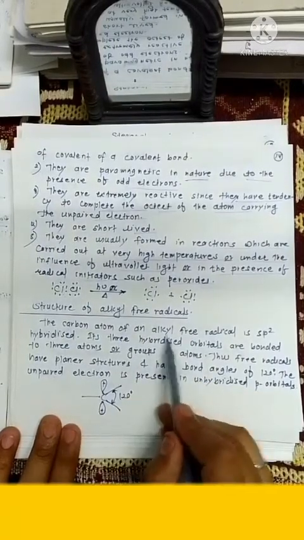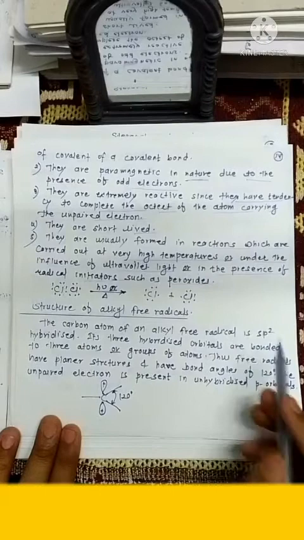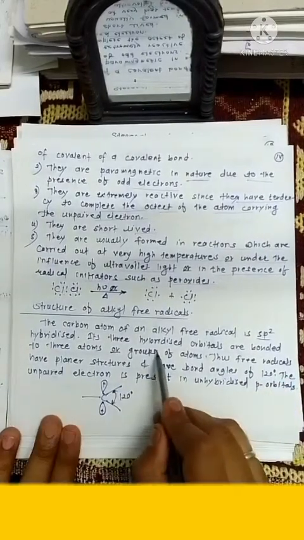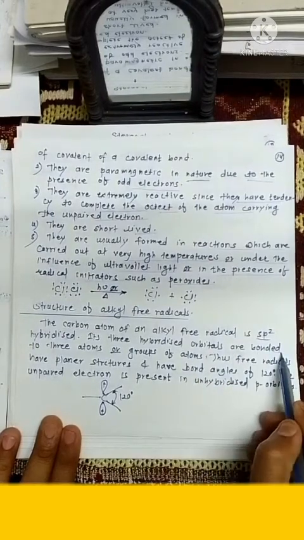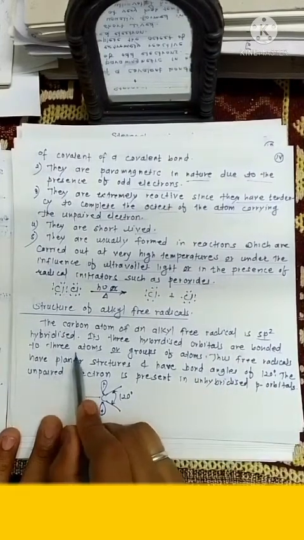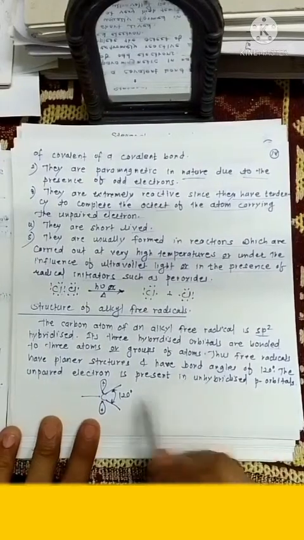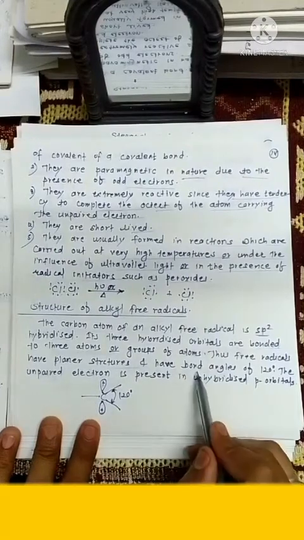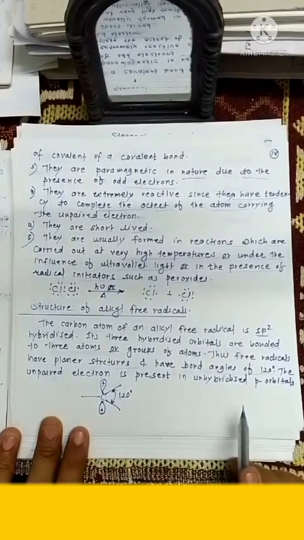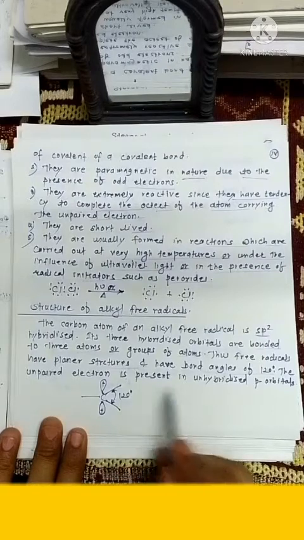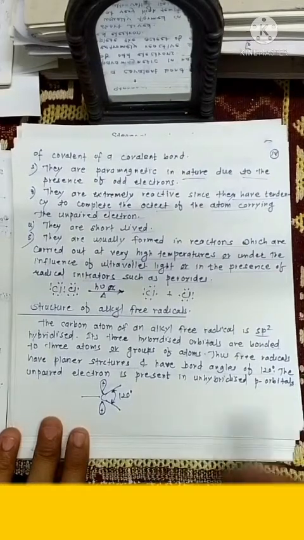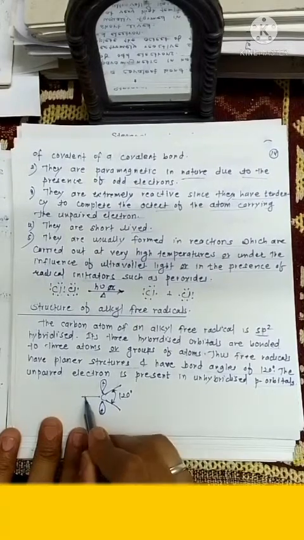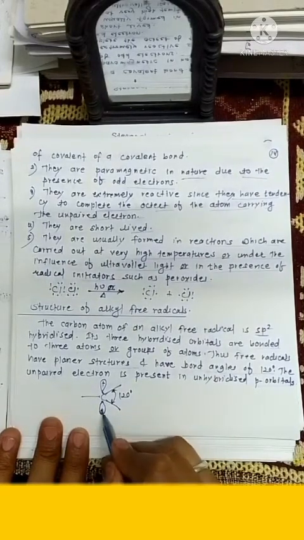The carbon atom of an alkyl free radical is sp2 hybridized. Its 3 hybridized orbitals are bonded to 3 atoms or groups of atoms. Thus, free radicals have a planar structure and a bond angle of 120 degrees. The unpaired electron is present in the unhybridized p orbital, which is shown here. So this is the structure of a free radical.